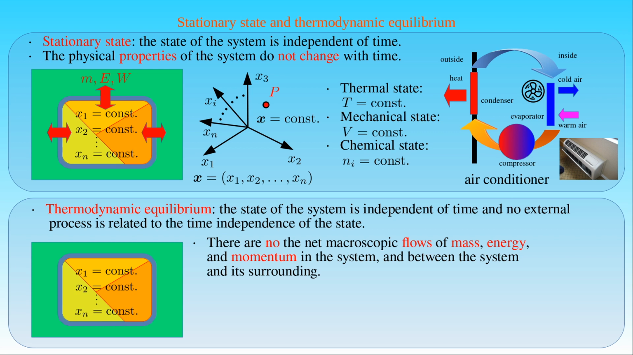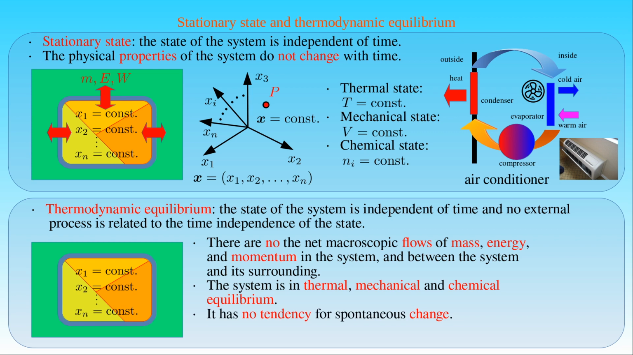As a result, if a thermodynamic system is in equilibrium, then it is in thermal, mechanical and chemical equilibrium at the same time, which has no tendency for spontaneous change. We have seen that one of the criteria for thermodynamic equilibrium is that the net exchange of mass, energy and momentum is zero between the system and its surroundings.